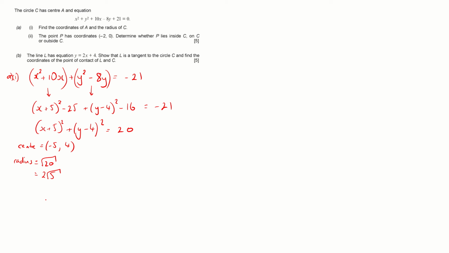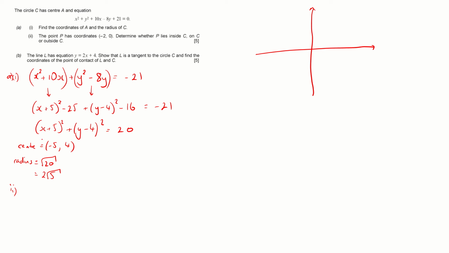Part 2, bit of an unusual one by the looks of it, but it's good to have some problem solving questions in here. So the point P has coordinates (minus 2, 0). Determine whether this point lies inside C, on C, or outside C. Now, I don't think it necessarily needs a diagram, but I will do one anyway, because it might help us with the question in general, maybe later on.